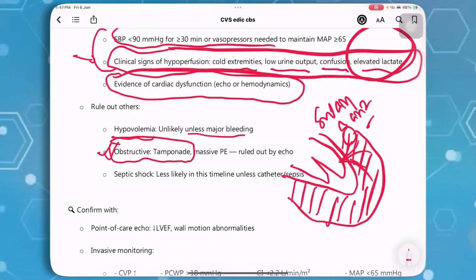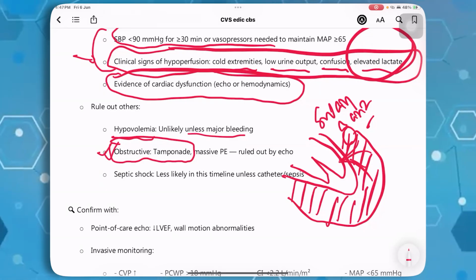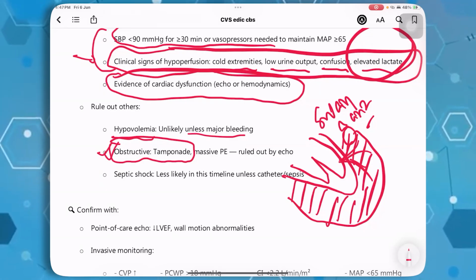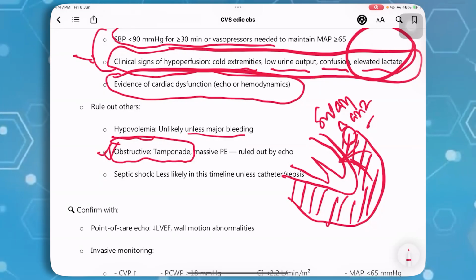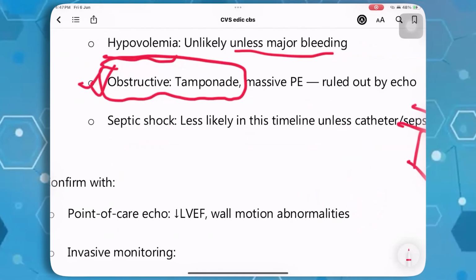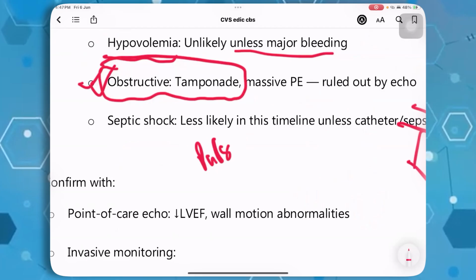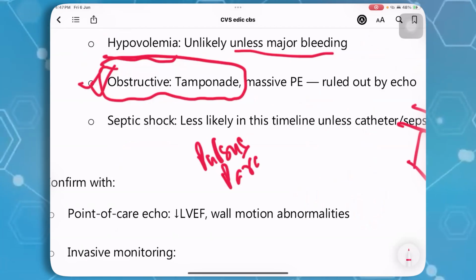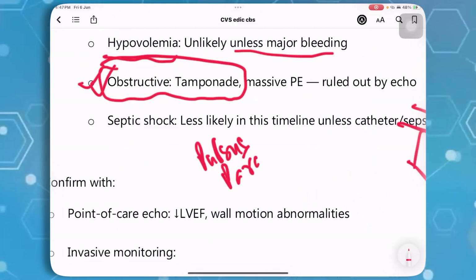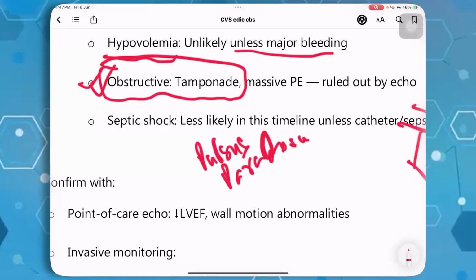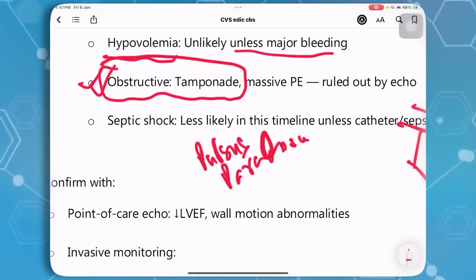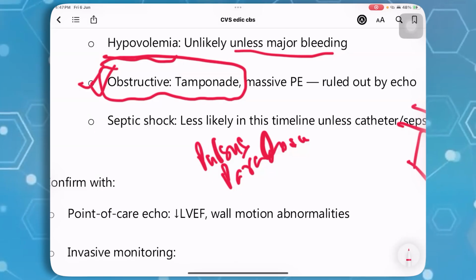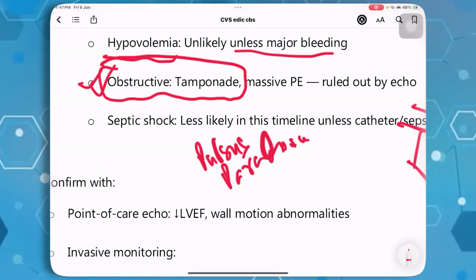It will also have a feature known as pulsus paradoxus. What is pulsus paradoxus? Respiratory variation of blood pressure of more than 10 millimeters of mercury. So that is pulsus paradoxus. That is anything more than a 10 millimeter drop in systolic blood pressure on inspiration, that is breathing deep.